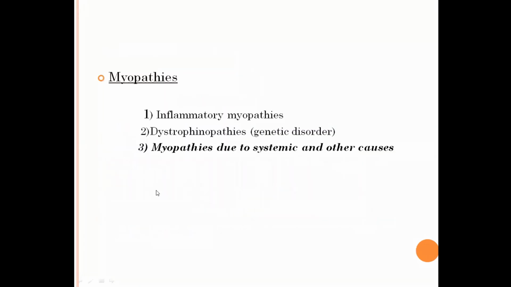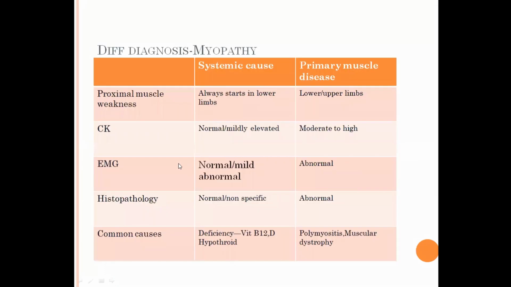I will skip this myotonic dystrophy because I want to emphasize the last part. So we finished with inflammatory myopathies, which are all treatable conditions. We finished with dystrophinopathies, which are genetic disorders, more of an academic interest, less help to the patient, except the DMD, which is going on now. Then we come to the myopathies due to systemic cause.